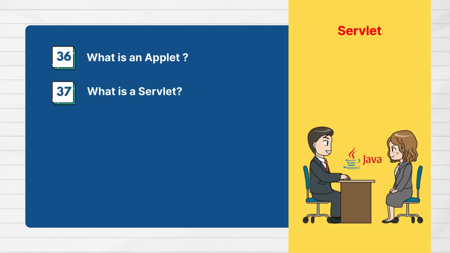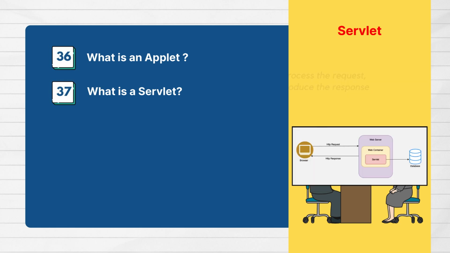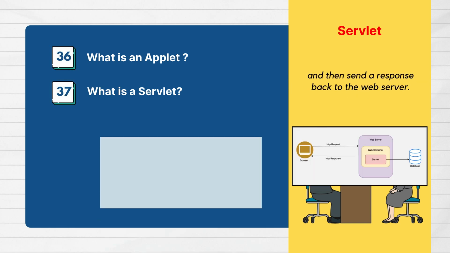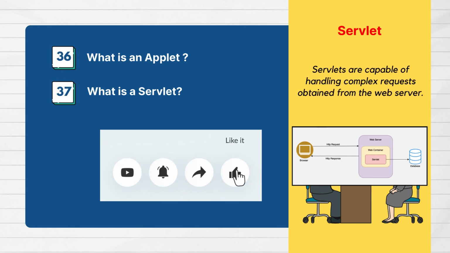What is a servlet? Java servlets are Java programs that run on a Java-enabled web server. They are used to handle the request obtained from the web server, process the request, produce the response, and then send the response back to the web server. Servlets are capable of handling complex requests obtained from the web server.